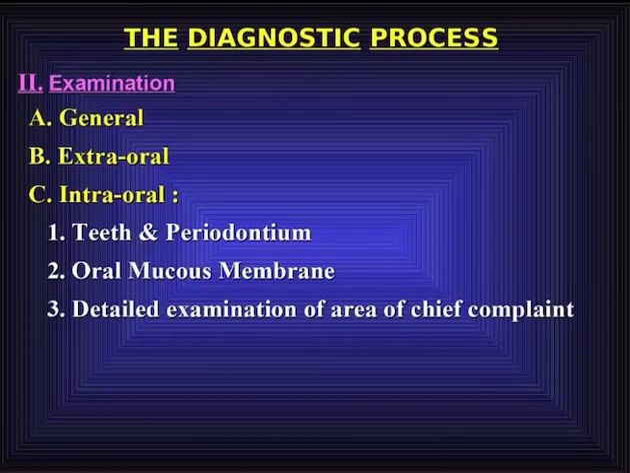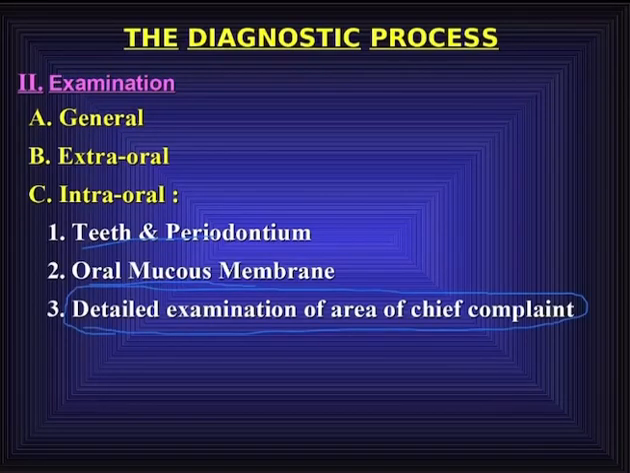Once we finish teeth, periodontium, and oral mucous membrane, then in the last, see this third point, which is very important. Once you finish all the general examination of the patient, you need to examine the area of chief complaint once again. Suppose the patient has complained of pain in the right upper back teeth region. That region has to be examined carefully once again, and then you have to note down all the findings related to that particular tooth or area.